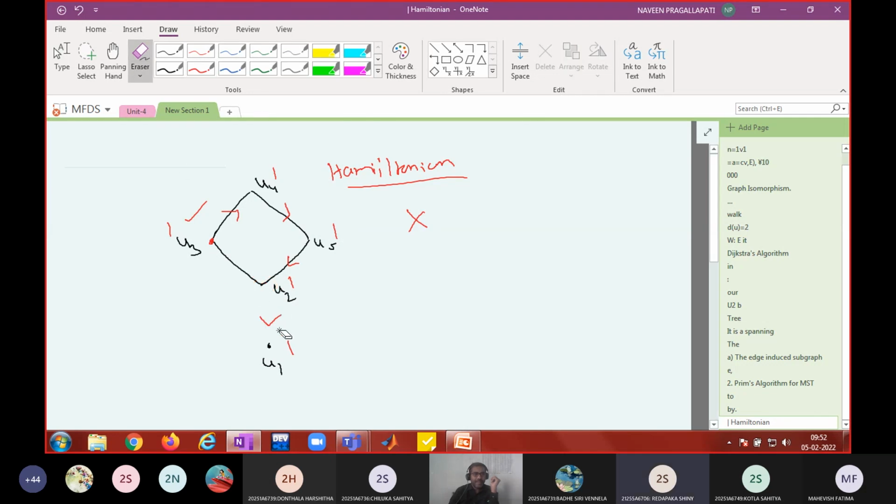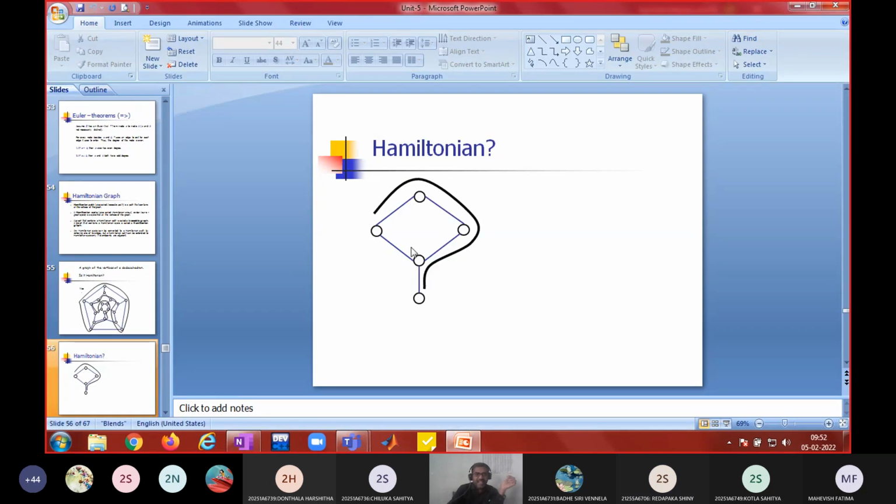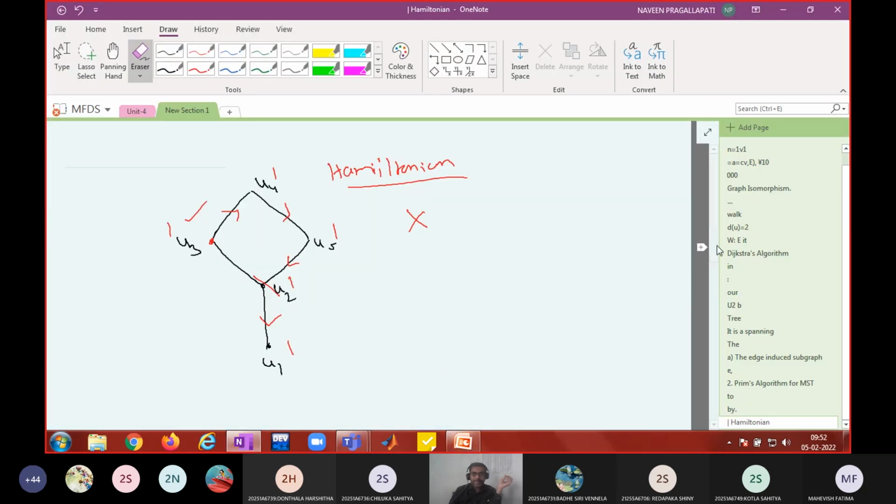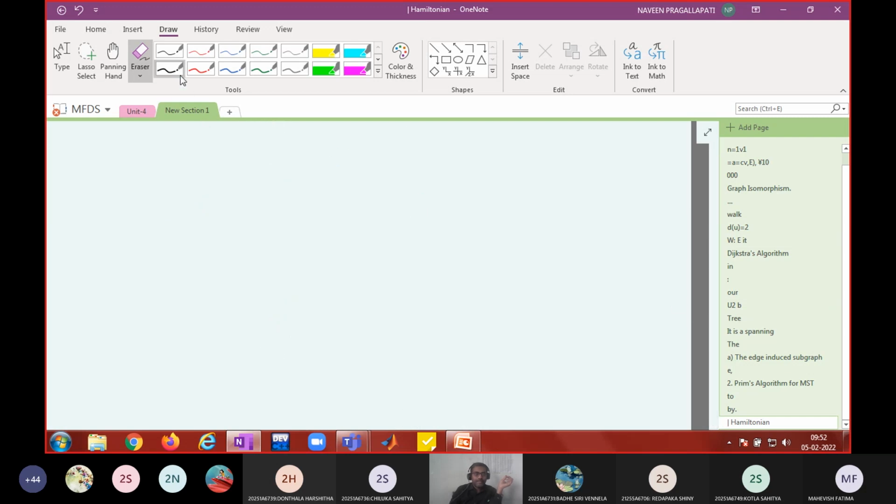Yes, sir. Right. So there are some necessary conditions to test whether a graph is Hamiltonian or not. Before that, let us draw this graph also. Tell me whether this is Eulerian or Hamiltonian. This is the graph.